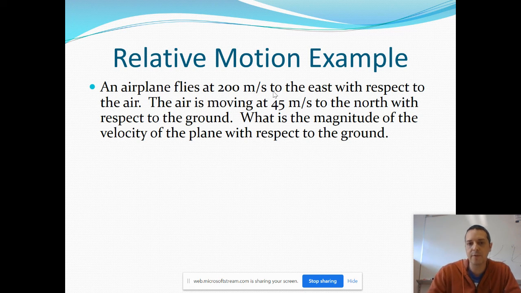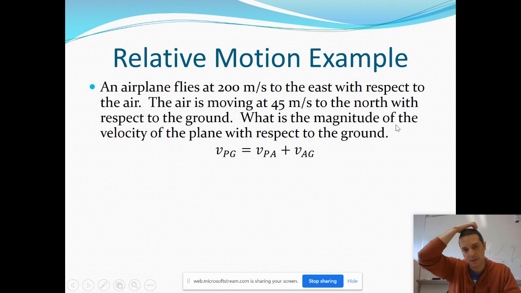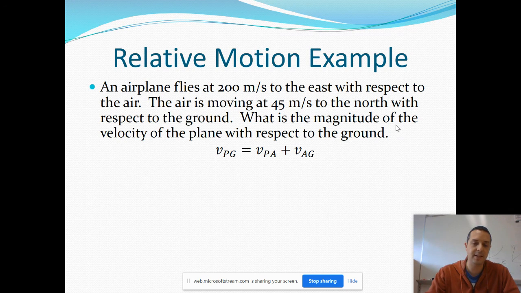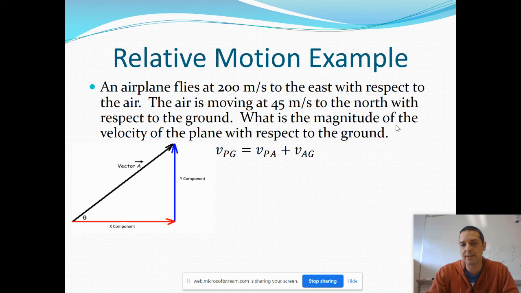We're still going to do vector addition here. So we're still going to say that the velocity of the plane with respect to the ground is equal to the velocity of the plane with respect to the air plus the velocity of the air with respect to the ground. The only difference between this and a one-dimensional motion where everything is in a line is that when we add vectors that are at right angles to each other, we have to use right triangles. So instead of just adding 200 to 45, we have to find the hypotenuse of this right triangle.